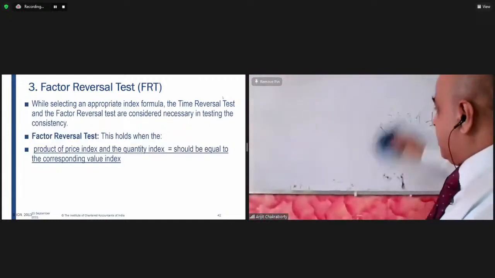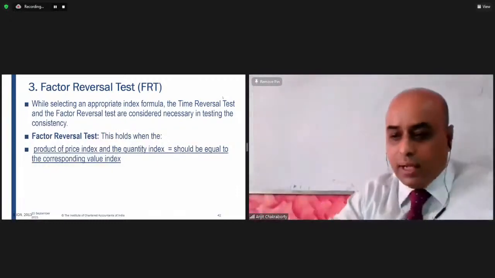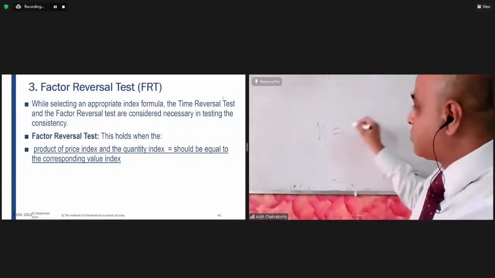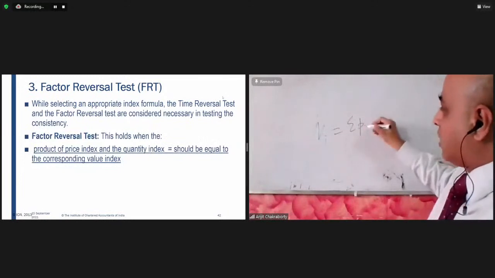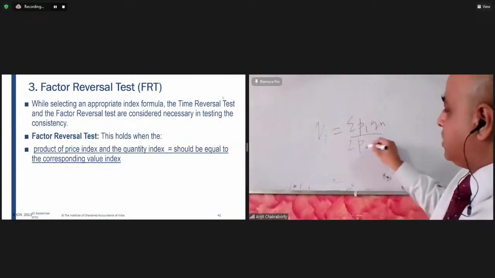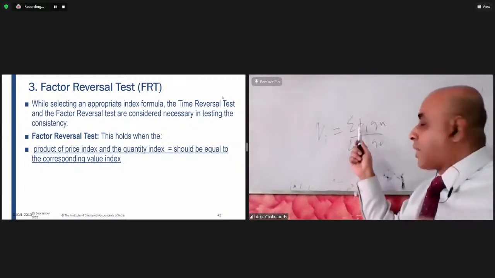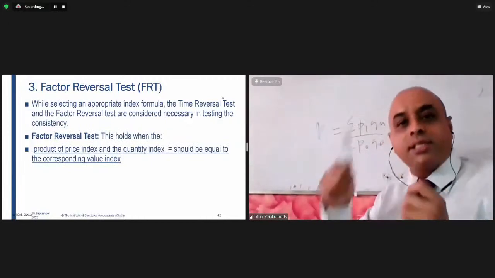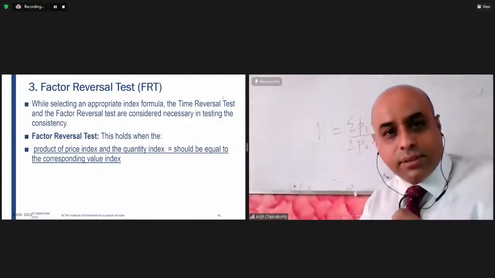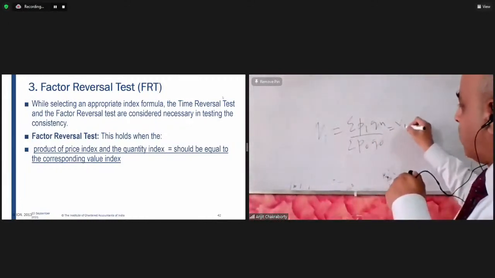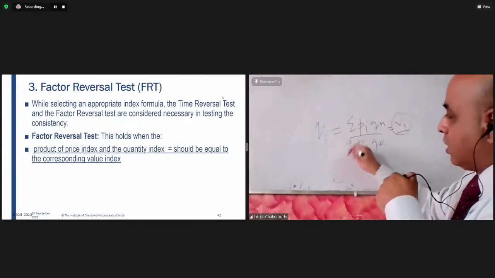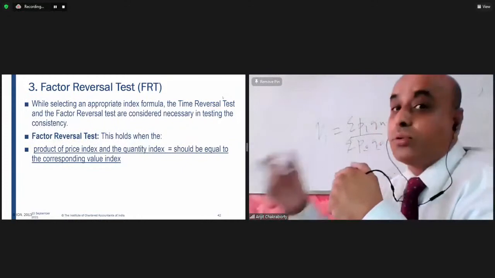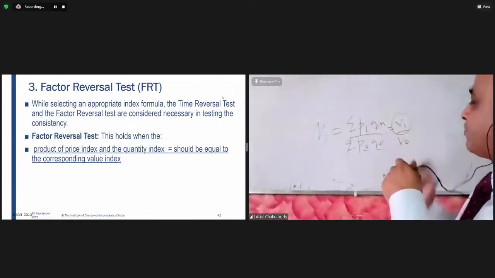We saw, I was explaining the value index, and I told you that the value index, VI. What is value index? Value index will be sigma P1 Q1 by sigma P0 Q0. That means price of the commodity today and the quantity I am consuming today is in the numerator. Today's value, price of today multiplied by quantity of today. So I can write this as V1, value of today. In the denominator, we have P0, Q0. P0 is the price in the base year, Q0 is the quantity in the base year. So if you multiply that, it is basically V0.